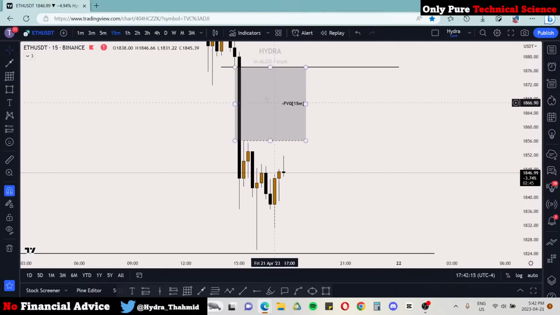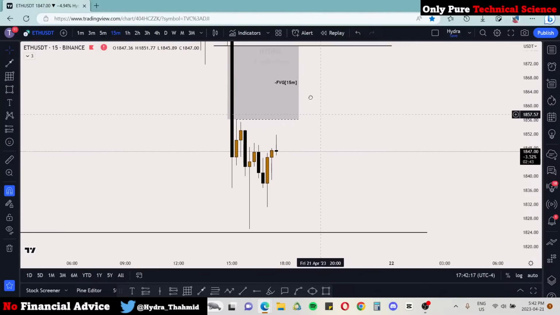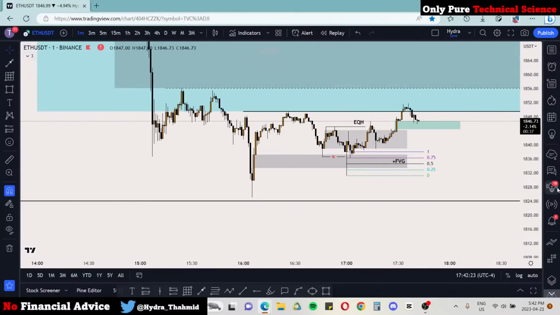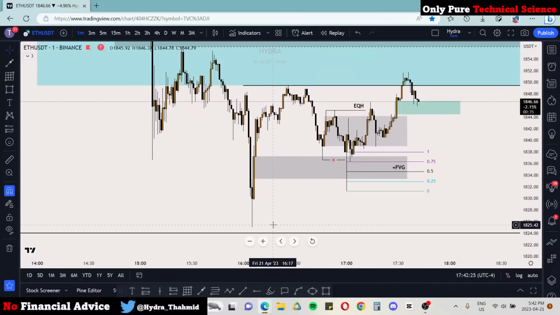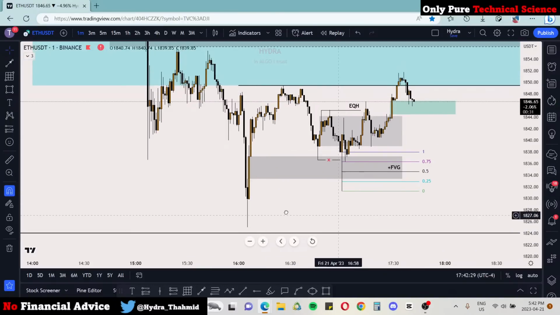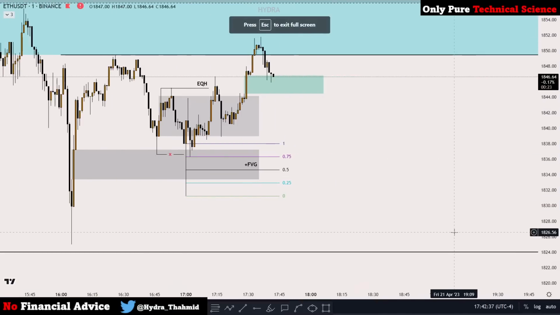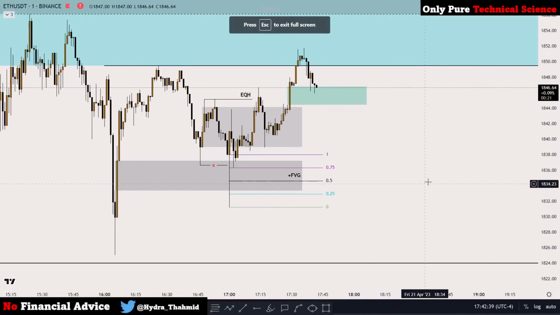We do still have this unfilled 50-minute fair value gap, but price did offer buy side liquidity, and price does have a relative equal low. That's a very strong relative equal low, and you can see price didn't take it. So that's what I'm expecting right now. Price hit our 60-minute fair value gap, so I'm expecting to see a run on the sell side.